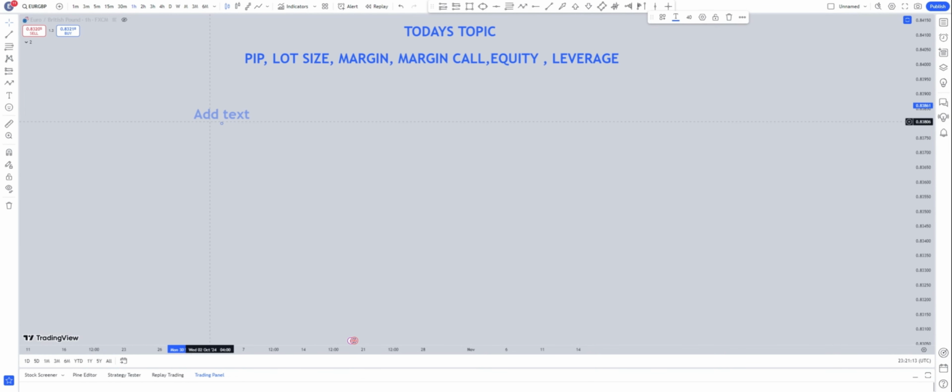So today we'll be talking about what is pip, lot size, margin, margin call, equity, and leverage. So these are just basic terms which we make use of as forex traders in the financial market.